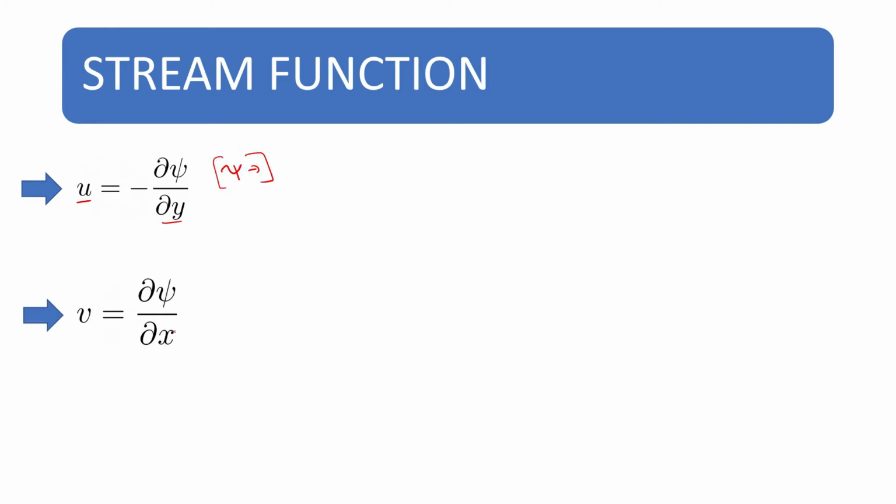What is a stream function? A stream function is defined in such a way that u, the velocity in the x direction, is equal to minus dou psi by dou y. Here psi is the stream function, and v is equal to dou psi by dou x. This is applicable only for a two-dimensional fluid flow.